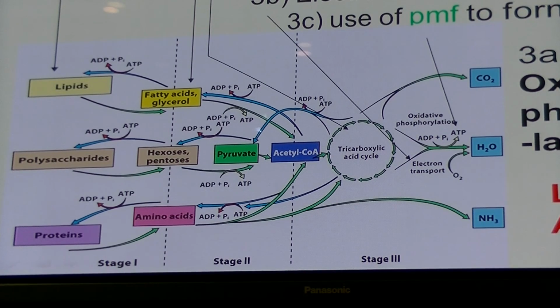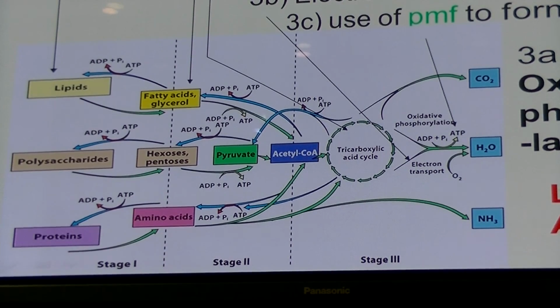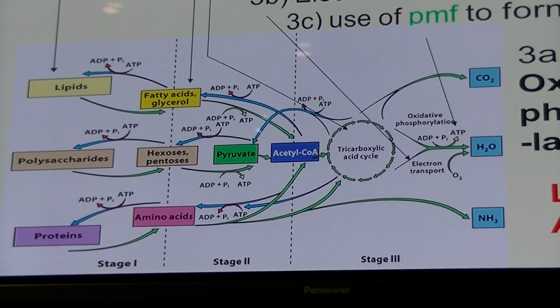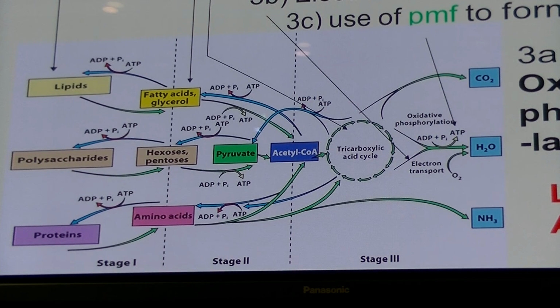At the same time, a proton gradient is built up. Proton gradient, that means we're transporting hydrogen ions across a membrane, the mitochondrial inner membrane, that generates a proton concentration gradient and a membrane potential. Together, a proton motive force. And that proton motive force ultimately drives the formation of ATP.